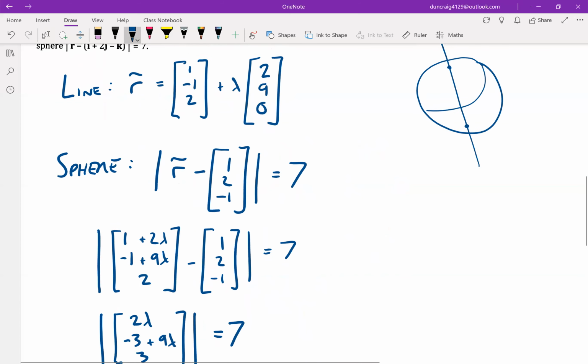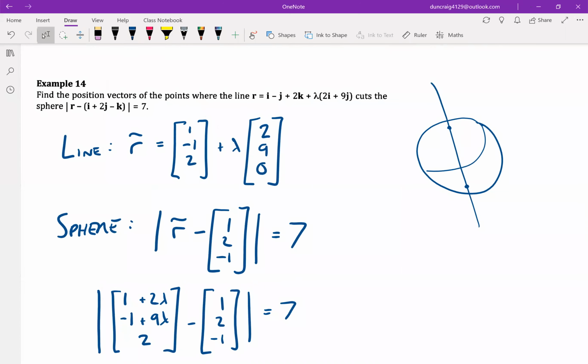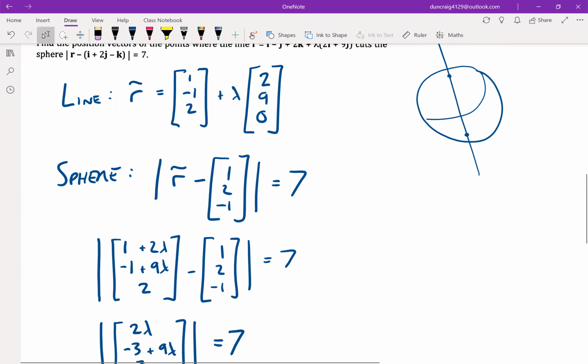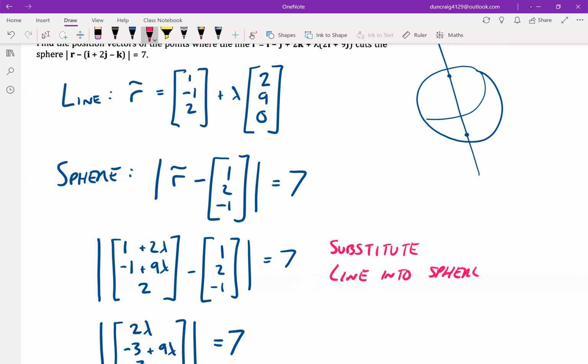Anyway, cool. So that's what we're doing there. Basically, all we did is substitute the line into the sphere, then solve for lambda. Hope this helped.